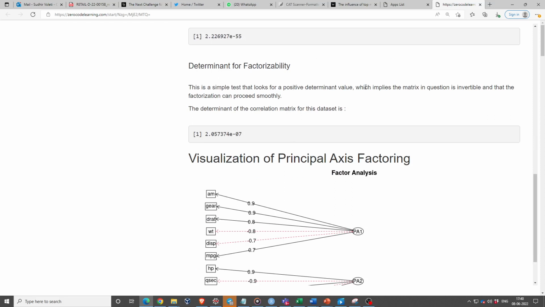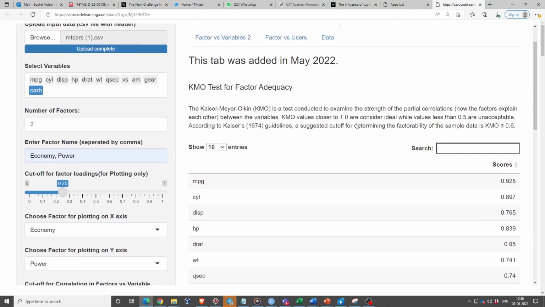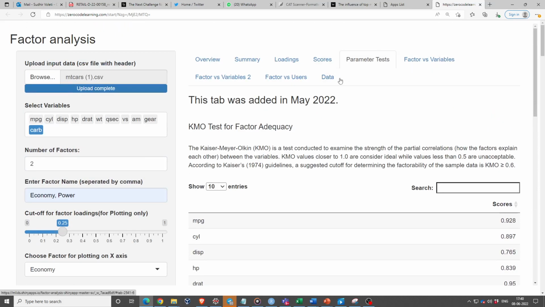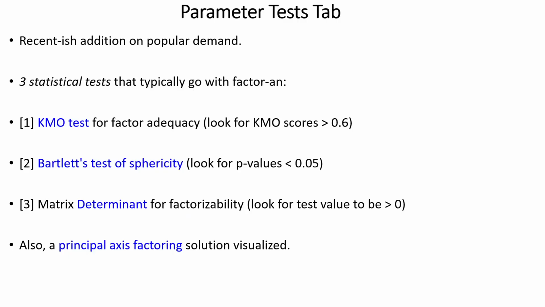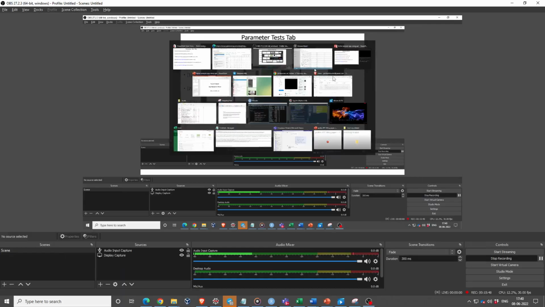Finally, the determinant for factorizability. This is the determinant of the matrix. As long as it is non-zero, we are okay. A zero-determinant matrix cannot be inverted because it becomes infinity, 1 by 0. And that's it. We've seen all of them, and this is the data tab which we saw in the beginning.